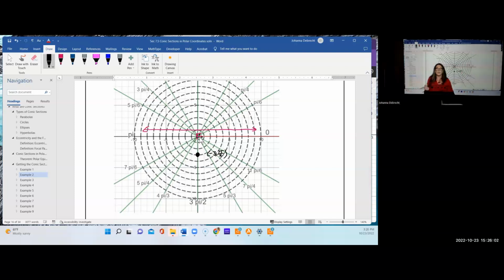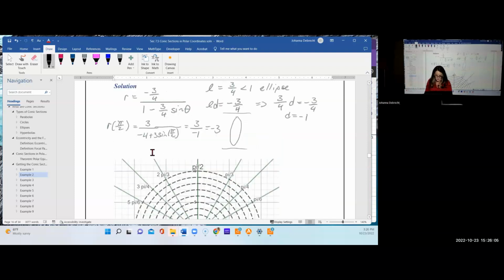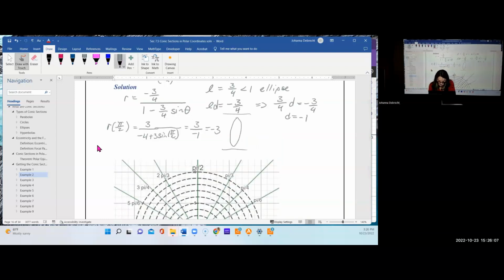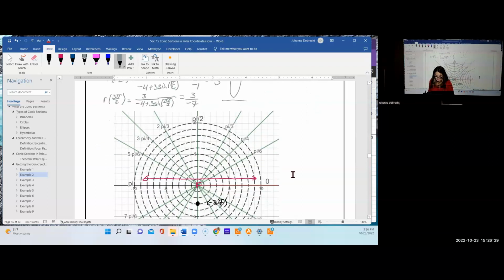Where's the other one? Well, the other one comes from plugging in 3 pi over 2. So now I want to go back and plug in 3 pi over 2. So I get the same relationship, 3 divided by -4 plus 3 sine, but this time of 3 pi over 2. The sine of 3 pi over 2 is a -1, so I get 3 over -7, which tells me that it's very close to the focus. It's not even out there at 1 along the radial circle. I wish I could make this a lot bigger. This one's really small. It's close to a half, but a little bit less.